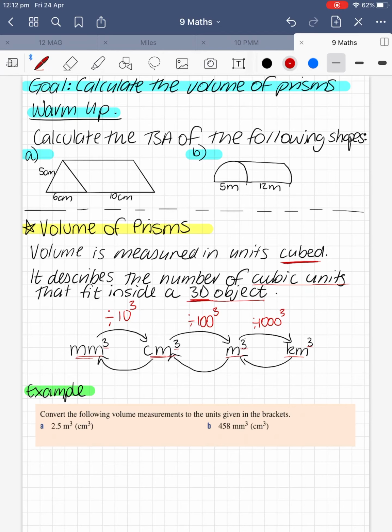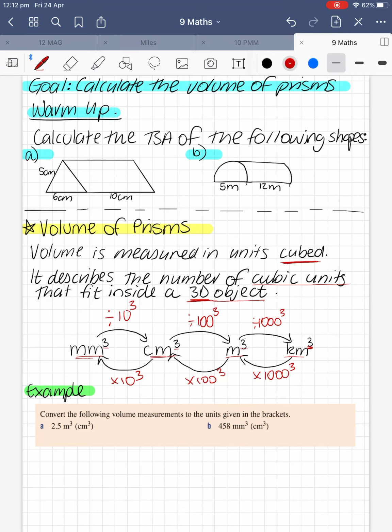Working the other way, if we are going to convert from kilometers cubed to meters cubed, normally from kilometers to meters, we times by 1,000, but because we're working in 3D, it's 1,000 cubed. So we can fill in meters cubed to centimeters cubed, we multiply by 100 cubed, and centimeters cubed to millimeters cubed, we multiply by 10 cubed.